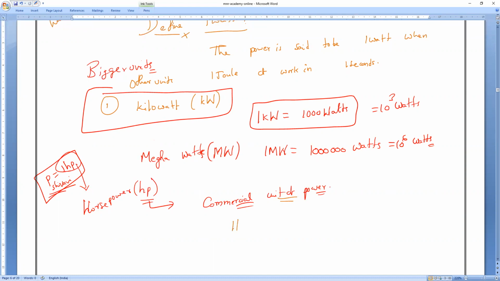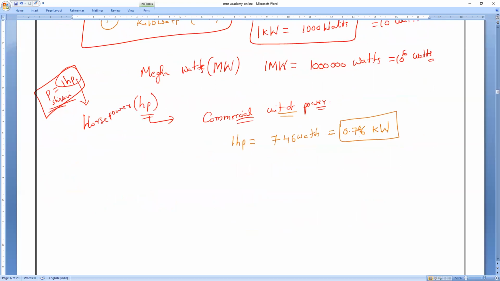So remember, 1 horsepower is equal to 746 watts, or 0.746 kilowatts. Please write it. 1 horsepower is equal to 746 watts or 0.746 kilowatts.